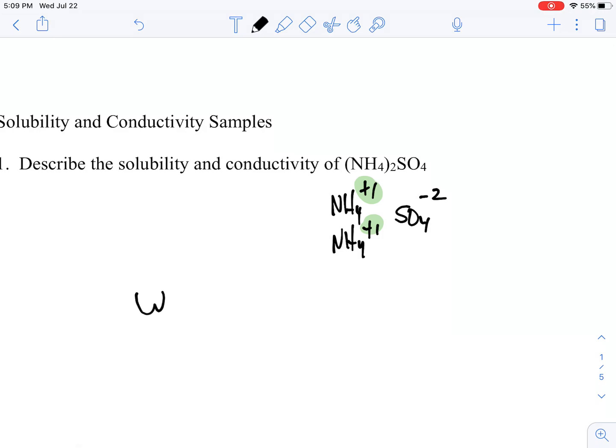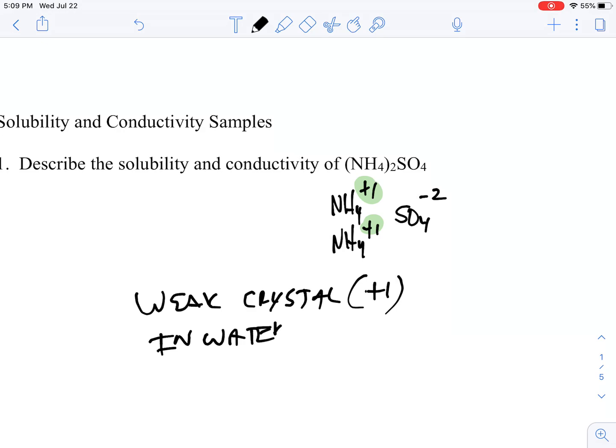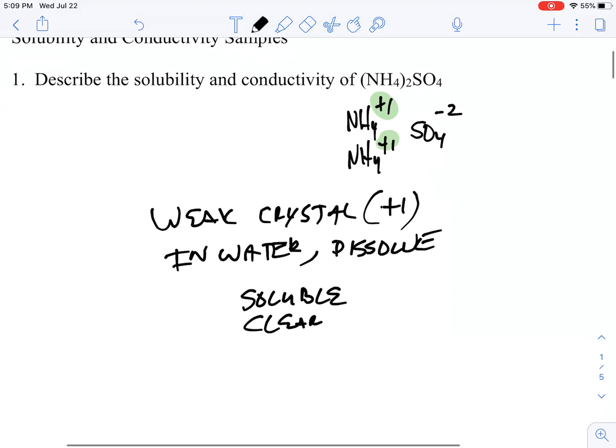And so consequently, this guy is probably a weak crystal because he's got a +1. So in water, it will most likely dissolve because the water molecules will rip it apart, which means it is soluble, it will be clear, and it will conduct electricity.